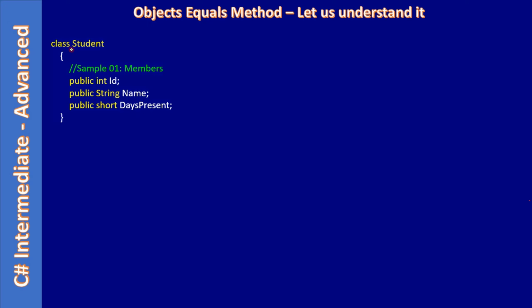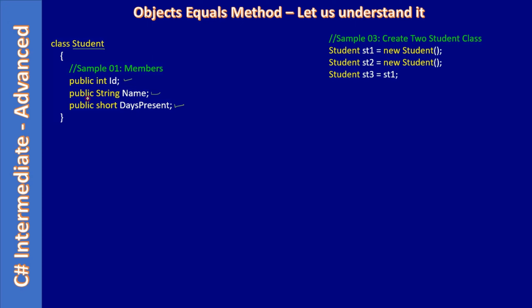Here, we have a class called Student that contains the members ID, name, and how many days he or she visited the class in a year. So that's our Student class. It contains 3 members. Here we create 2 student instances, st1 and st2. Then we are assigning the content of st1 to st3. Content in the sense, we will see that in detail now.